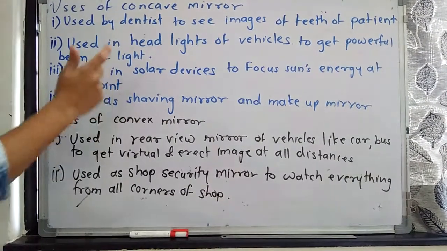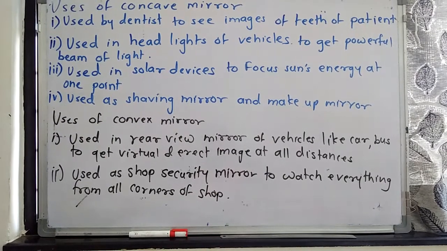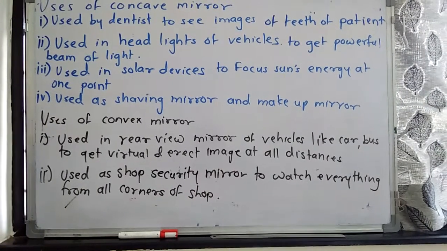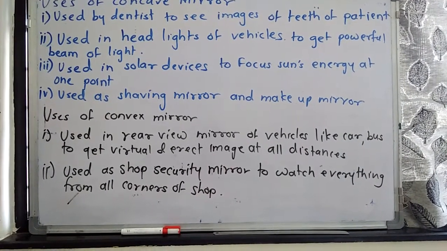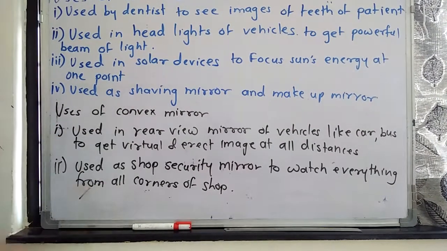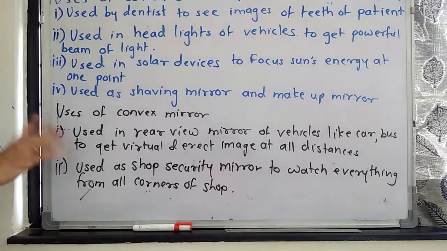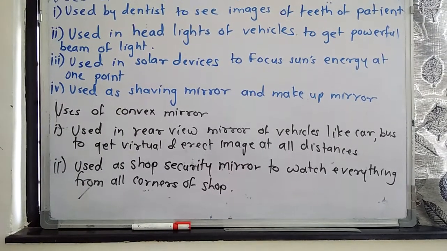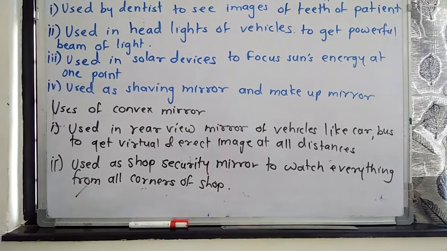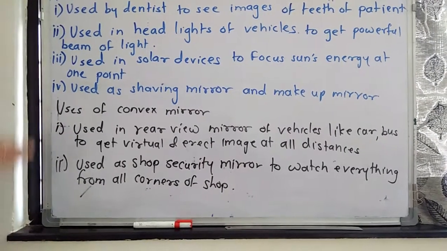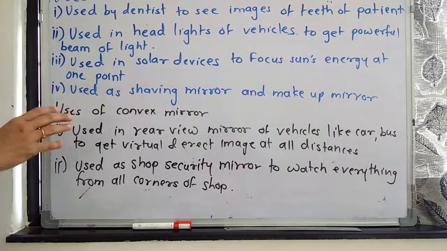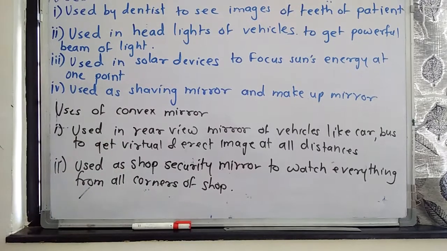Then uses of the convex mirror. We have seen the rear view mirror in our vehicles like car, bus and truck. Everywhere there is a rear view mirror which gives the image of the object behind. So in all of them, which type of mirror is it? That is the convex mirror, because a convex mirror always forms a virtual and erect image. A convex mirror never forms a real and inverted image. So whatever objects are behind the mirror, at all distances, that car or bus behind, we will always get the virtual and erect image at all distances.